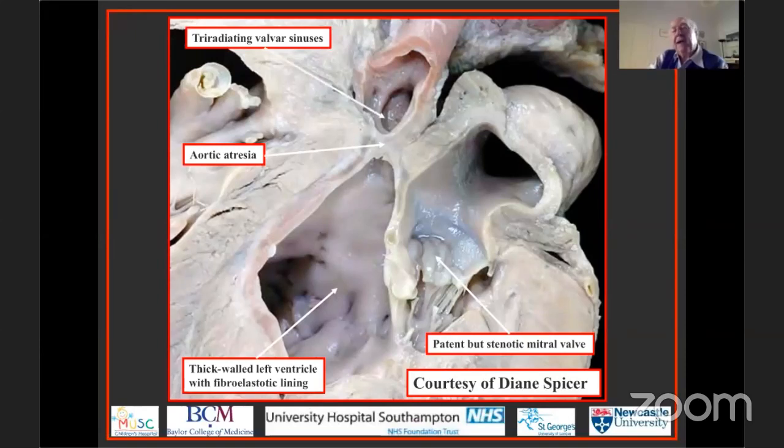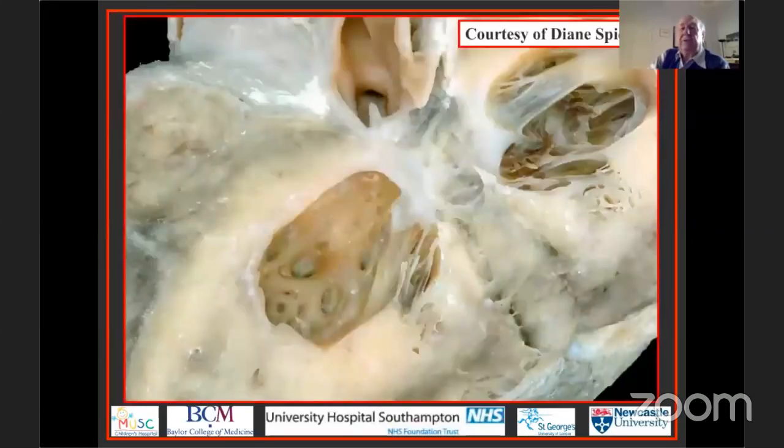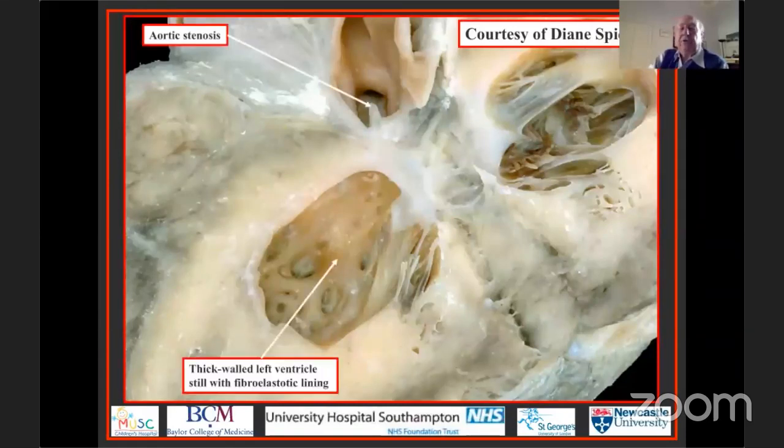Again, in this example, you see the triradiating valvar sinuses telling us that at some stage there had been flow up into the aorta. And note that this time the aorta is a little bit larger, and I presume that is because the insult that stopped the left ventricle from growing happened a little later than when we have combined aortic and mitral atresia. But we can also have mitral stenosis with aortic stenosis.